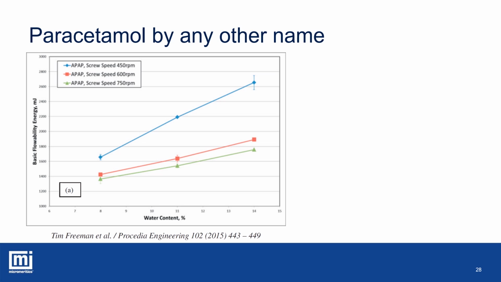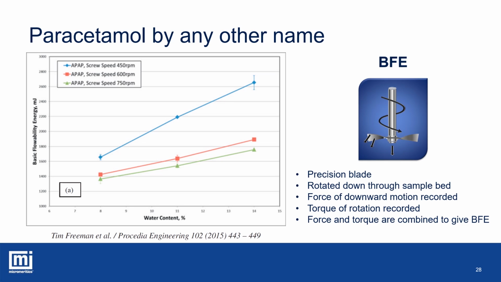At this point, I think we should define what basic flow energy, or BFE, is. BFE is one of the dynamic tests of the FD4. It's a measure of how well the powder or granules move under conditions of confined flow. It's evaluated by rotating a precision blade down a helical path through a fixed volume of the powder. During this downward traverse, the torque and the axial force acting on the blade are measured, and the resistance to flow is calculated and expressed as a flow energy.